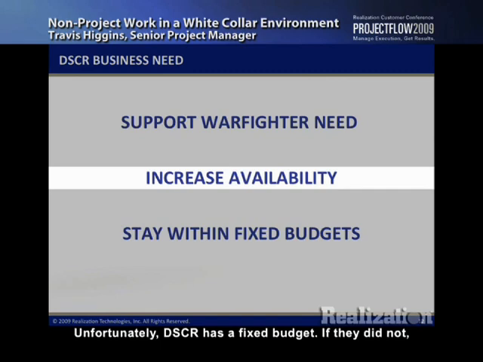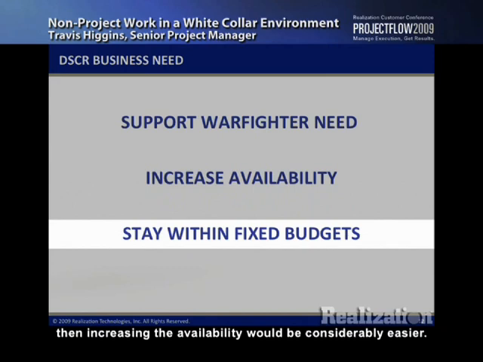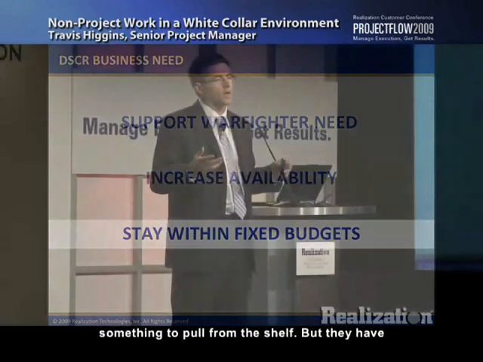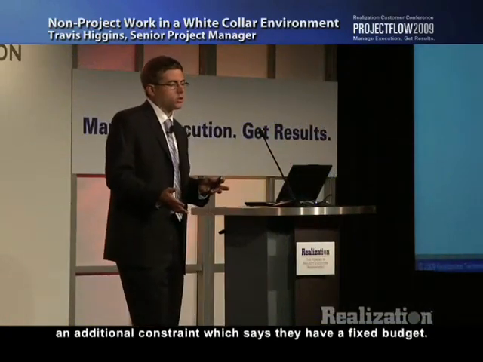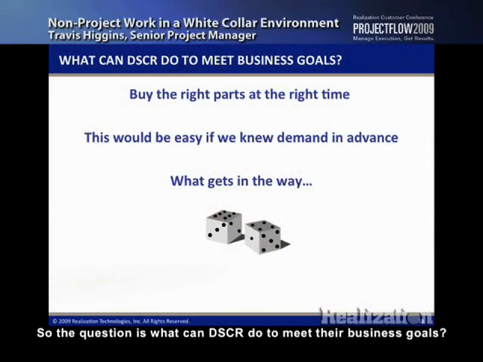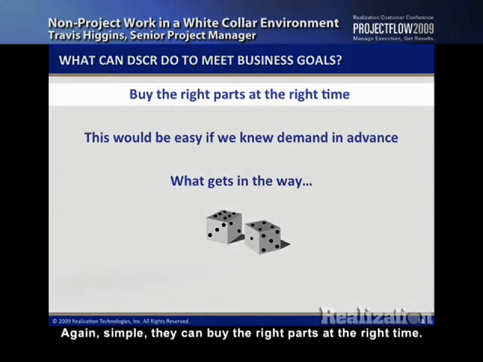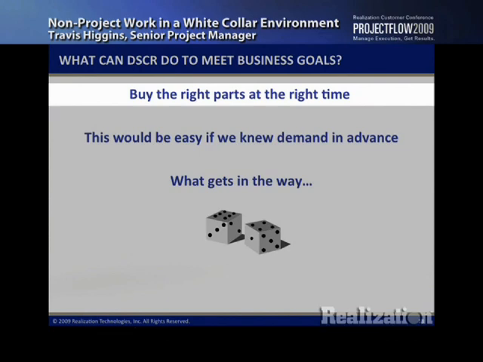Unfortunately, DSCR has a fixed budget. If they did not, then increasing the availability would be considerably easier. We would go buy a ton of everything, and there would always be something to pull from the shelf. But they have an additional constraint which says they have a fixed budget. So the question is, what can DSCR do to meet their business goals? It's, again, simple. They can buy the right parts at the right time, but there's a but.